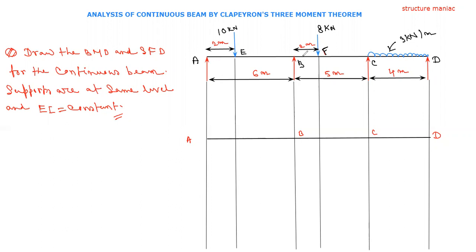We have a span AB whose length is 6 meter, a span BC whose length is 5 meter, and a span CD whose length is 4 meter. We have a UDL over the span CD of 3 kilonewton per meter, a point load on the span BC at a point F at a distance 2 meter from B, and a point load of 10 kilonewton on the span AB at a distance 2 meter from A. So we will proceed step by step.